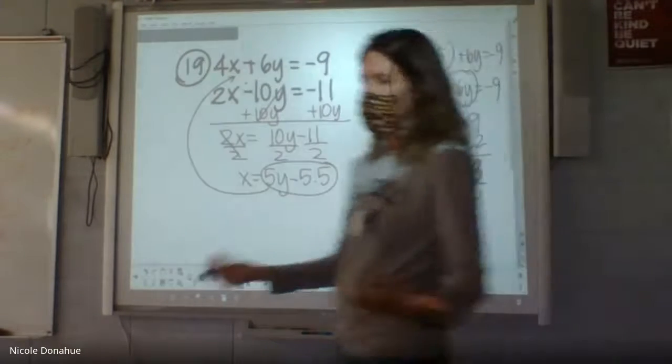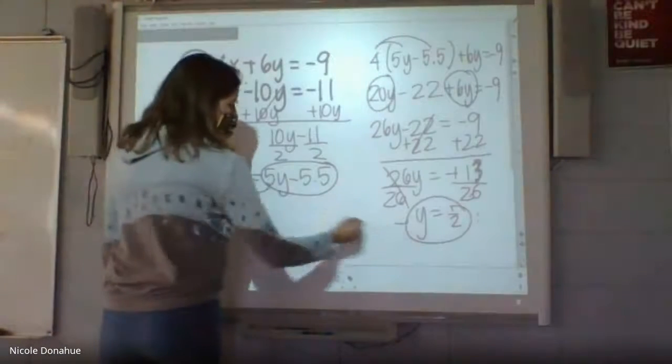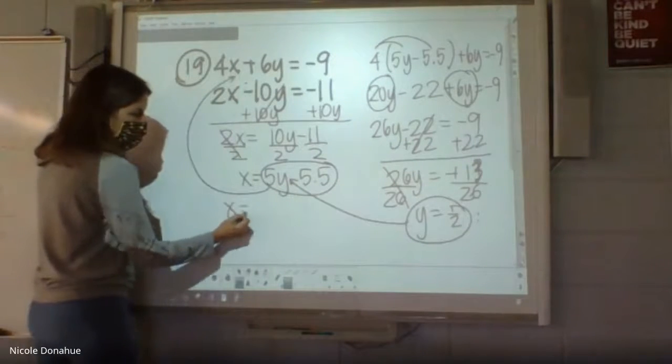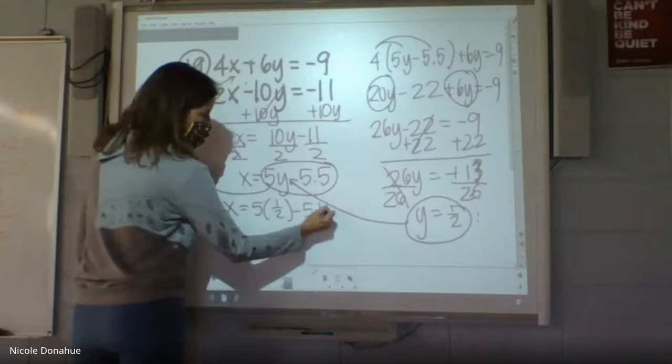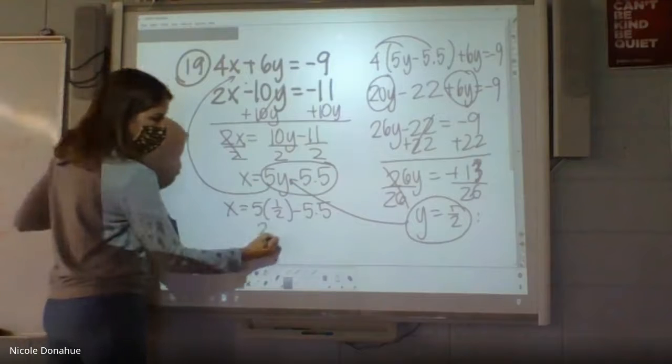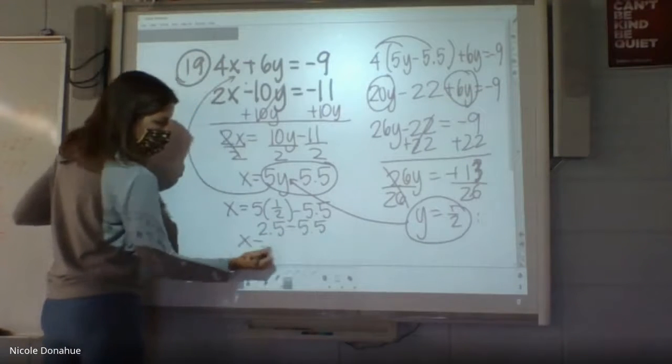Not the worst answer in the world. So y is a half. Once I know y, then I can put it back in here to find my x. Half of 5.5 is 2.5 minus 5.5. So x is going to end up being negative 3.